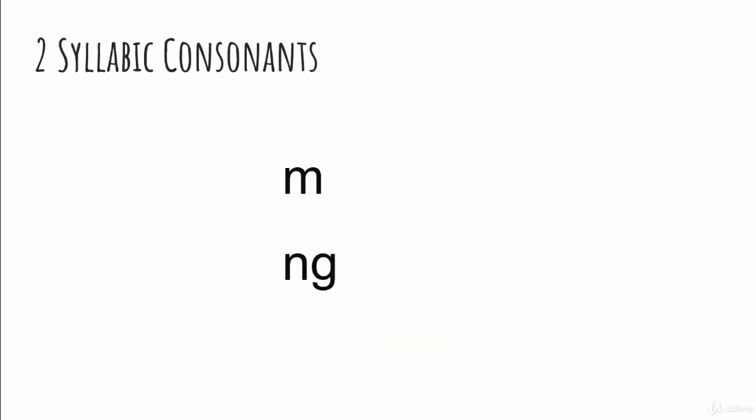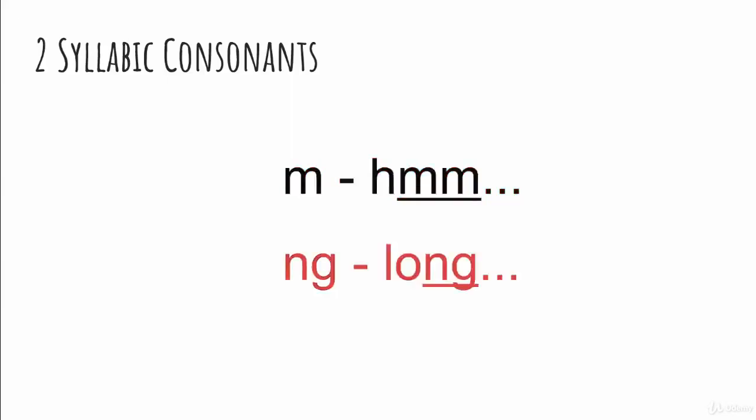Okay, next up, we're gonna talk about the 2 syllabic consonants. The first consonant is pronounced as m, as in the English word hum, like you're thinking. The second syllabic consonant is pronounced as ng, as in long, long. These 2 consonants are special, as in that they don't need a vowel to become a word. They can actually become words on their own.